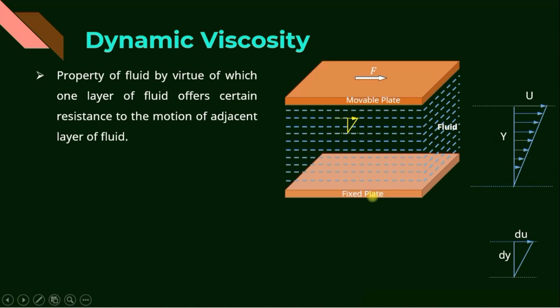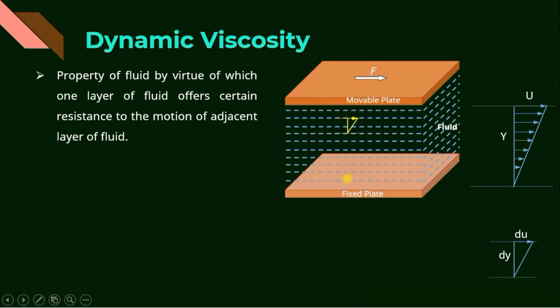Let us consider this is one plate and this is another plate. The plate 1 is fixed. Between the plates 1 and 2, some fluid is filled. When we apply certain force F on the movable plate, the fluid particles that are adhering to the fixed plate will have zero velocity, whereas the fluid particles that adhere to the movable plate will have the same velocity as that of the movable plate. So, here the velocity is 0, here the velocity may be, say, u.